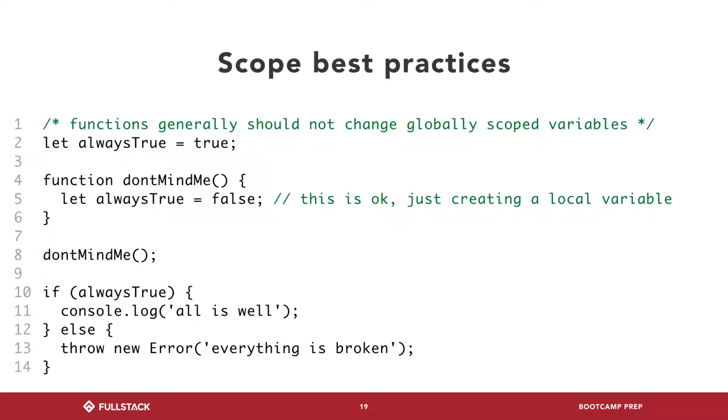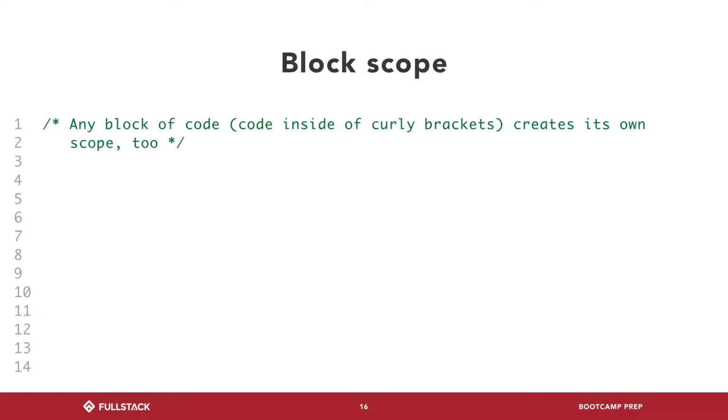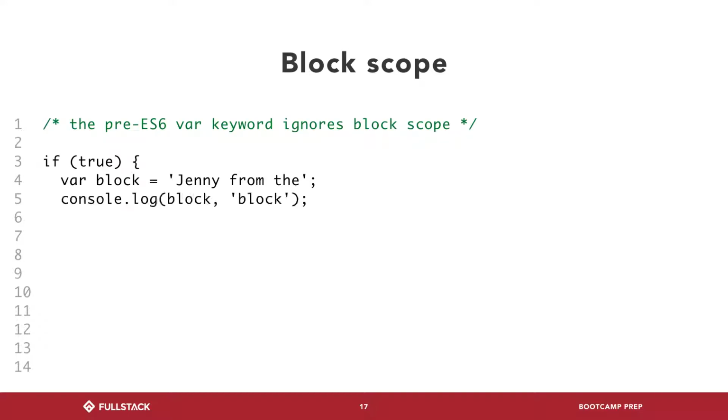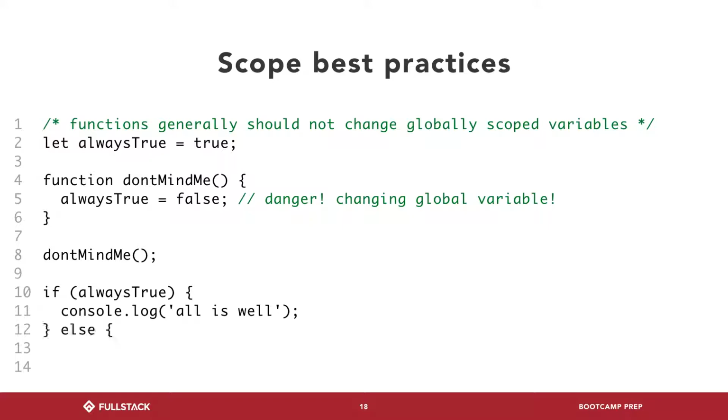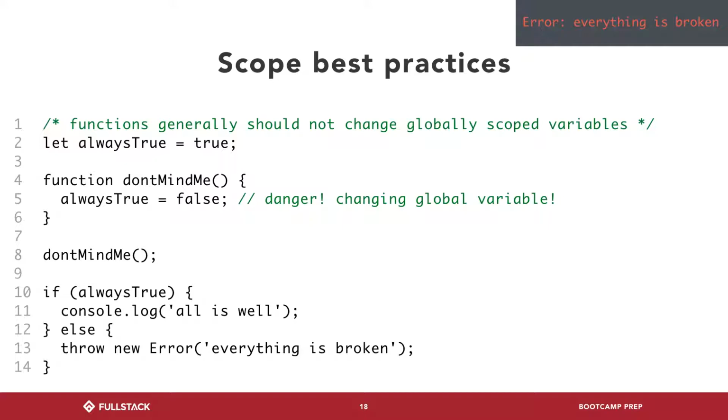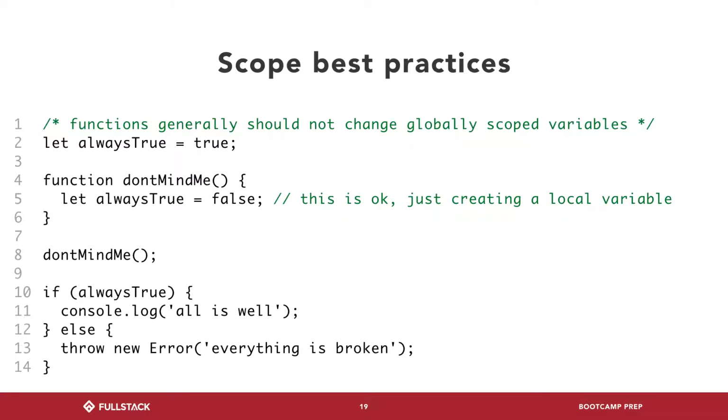The previous example, sorry. In this example it's fine. The previous example is bad because on line 8, don't mind me, we changed the global variable to false. So by line 10, we jump to line 12 because if it's not true, it would be false. So we go to the else statement, which throws an error. On the other hand, if we create a new variable inside this don't mind me function, it won't change the global. It will just create its own version of this always true variable, and the original global won't be changed.